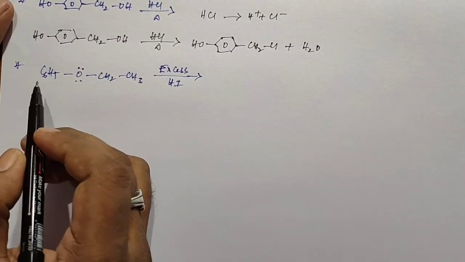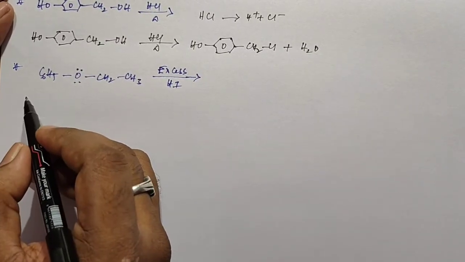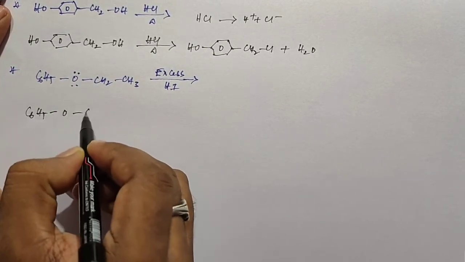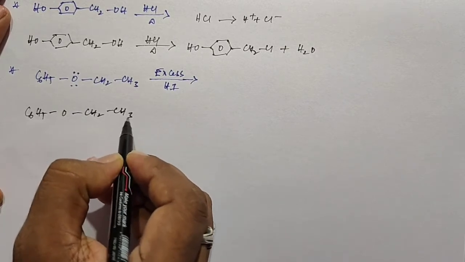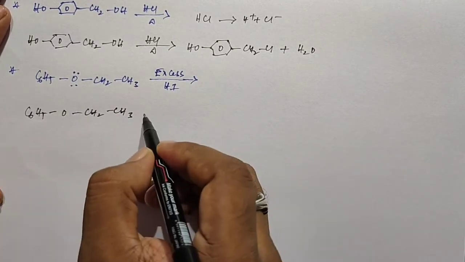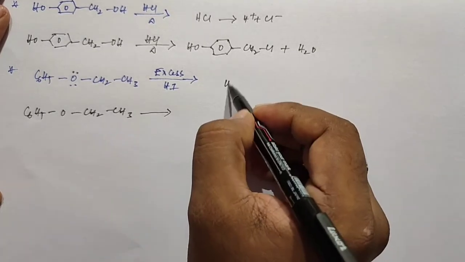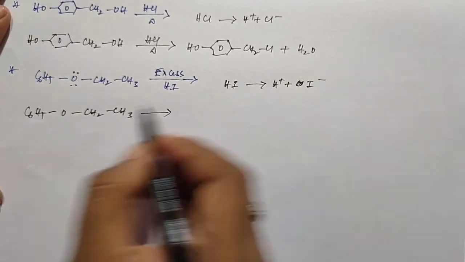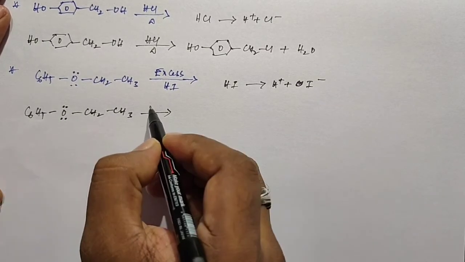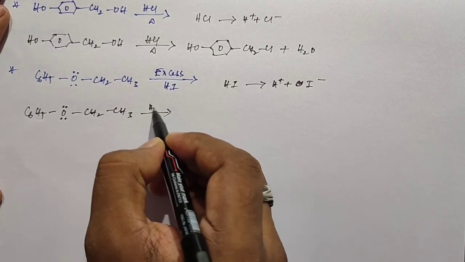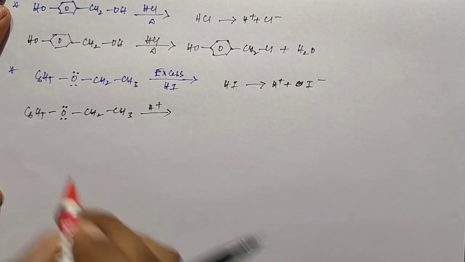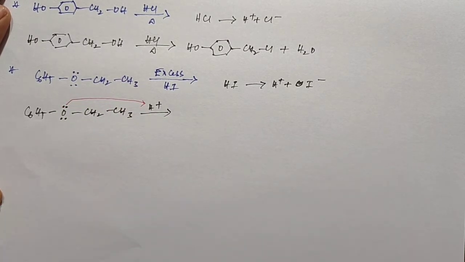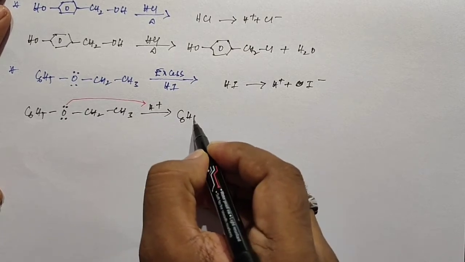Friends, this is the next incomplete or miscellaneous reaction. Here the given ether reacts with excess concentrated hydrogen iodide. Hydrogen iodide is present in the form of H plus and I minus. So the reaction mechanism is initiated by the H plus ion. At that time the oxygen has two lone pairs of electrons. One of the lone pairs is shared towards the hydrogen and forms the intermediate like this.